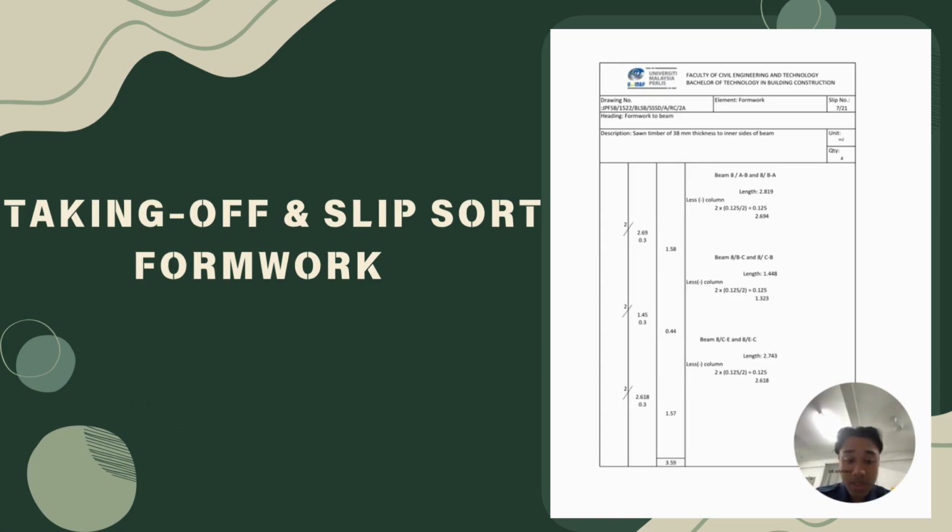So we take 2 units of beam times with, oops, I think there is some mistake here. The length is 1.32 times with the depth of the beam 0.3. Then we will get 0.79.